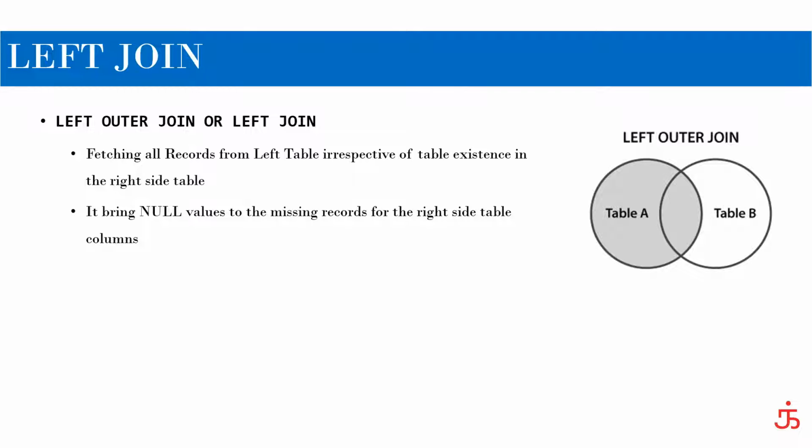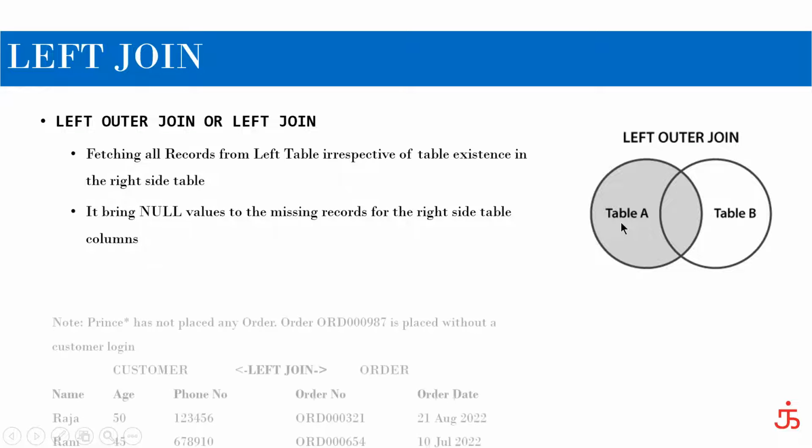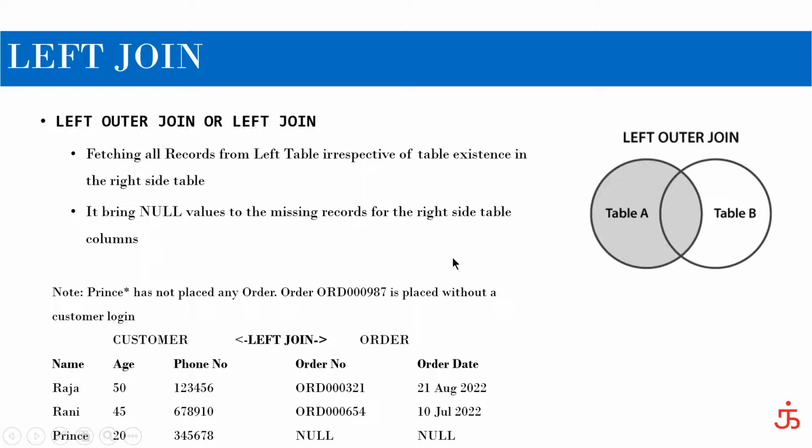In the Venn diagram, if we have to depict left outer join, this is how we can depict, because it will bring all the records from the left side table, and from the right side table it will only bring the matching records. If you have to see the sample output, it will show the data for Prince.